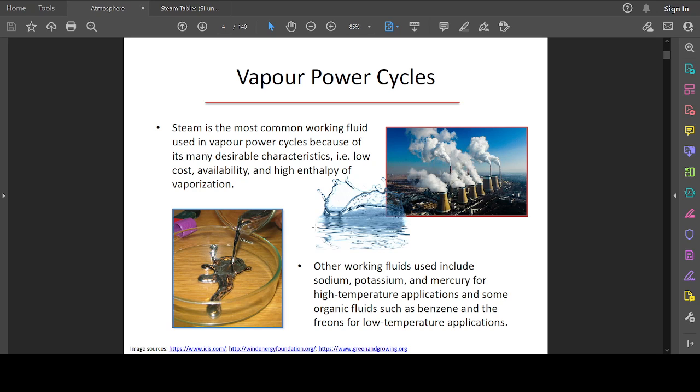Other working fluids used include sodium, potassium, mercury for high temperature application, and some organic fluids such as benzene and the freons for low temperature applications. Okay, and most of the appliances and equipment that we use, household equipment actually, they make use of some of this working fluid.